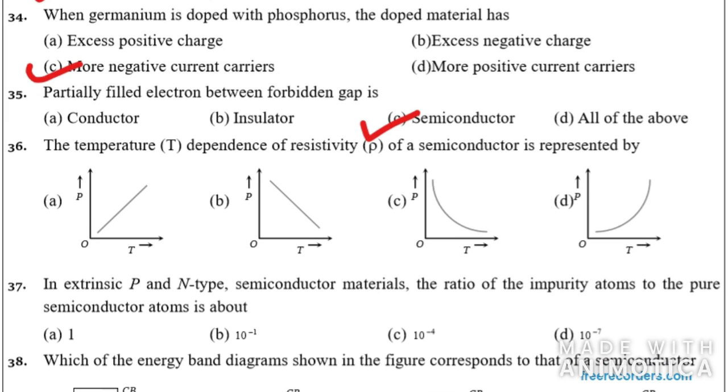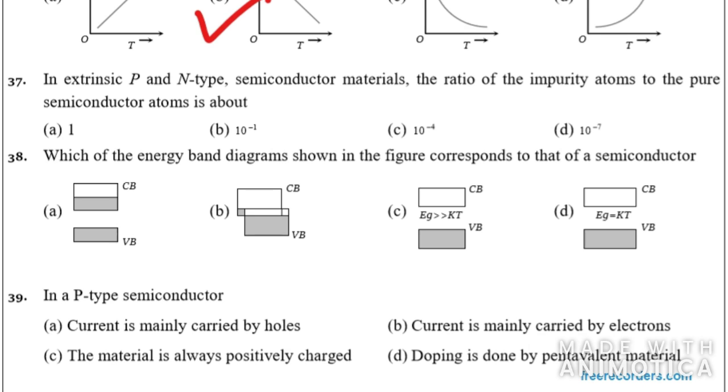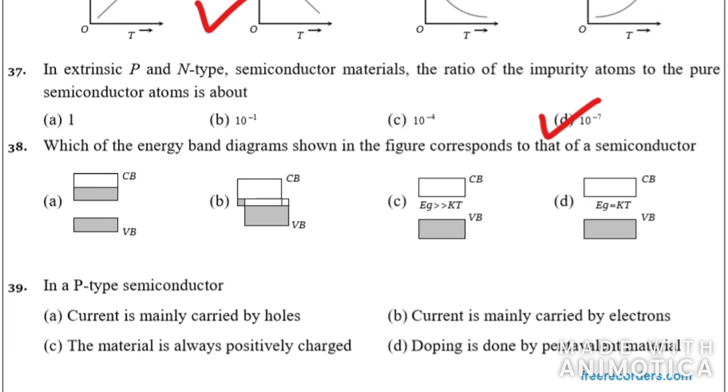The temperature T dependence of resistivity of a semiconductor is represented by which graph? So basically when we increase the temperature, the resistivity decreases. So in this case the right option is B part. In extrinsic P and N type semiconductor materials, the ratio of the impurity atoms to the pure semiconductor atoms is about 10 raised to power minus 7.